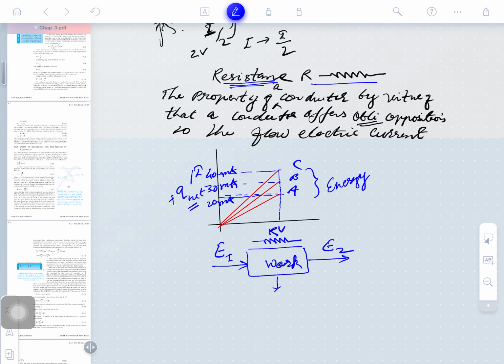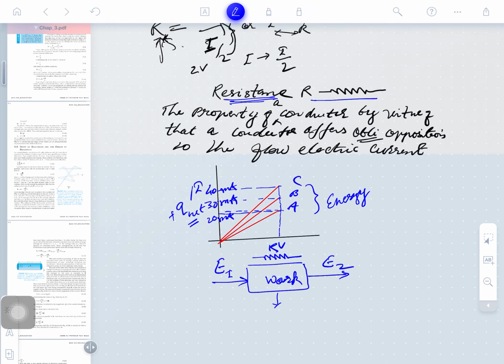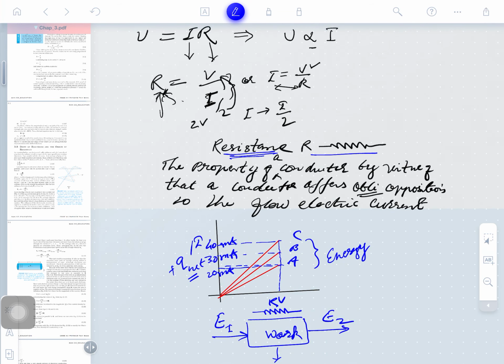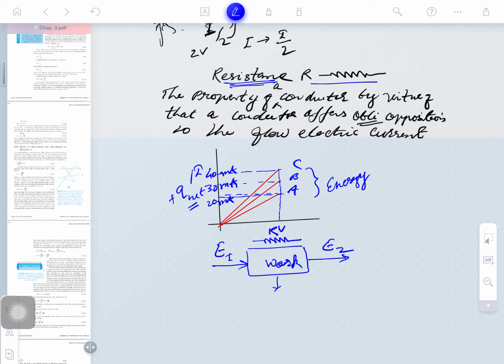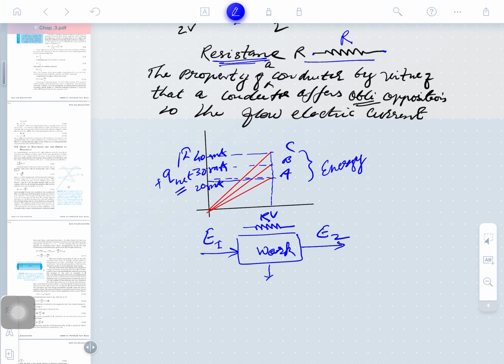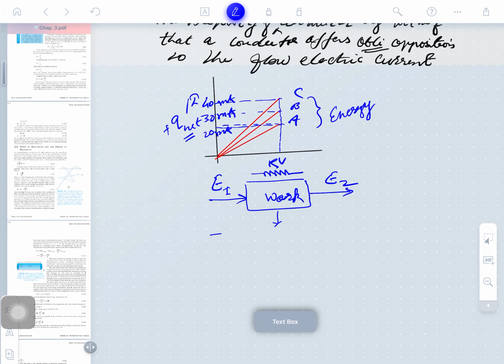The heating effect of electric current is actually due to the resistance, and the device made for offering opposition to the current is called a resistor. The symbol for a resistor is R, and R is non-polar. It does not have any polarity. Its SI unit is ohm. R can be written as V upon I. If it is 1 volt and 1 ampere, the resistance can be 1 ohm.